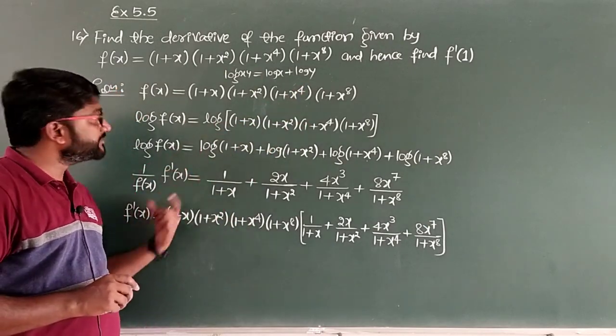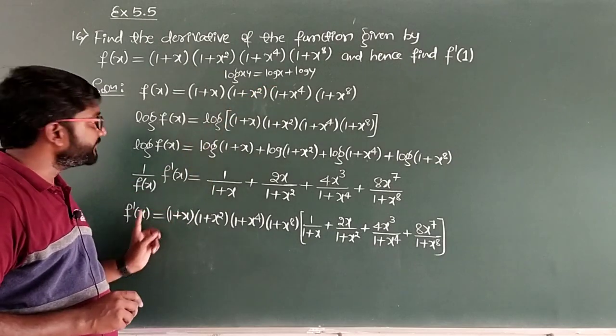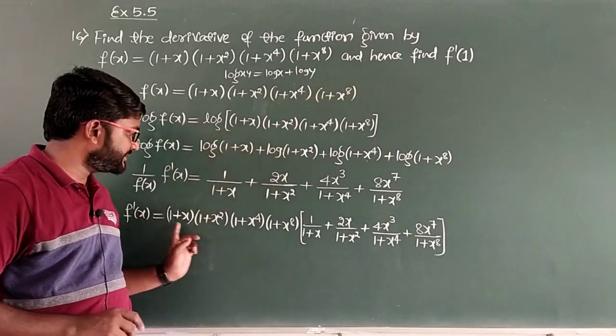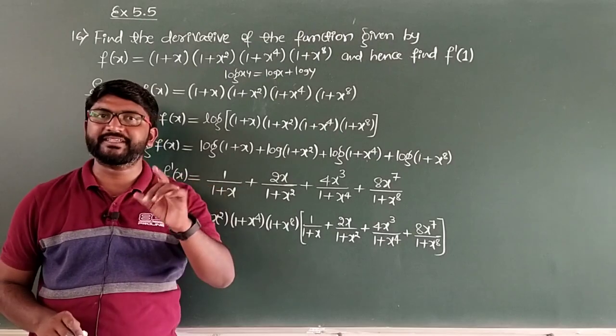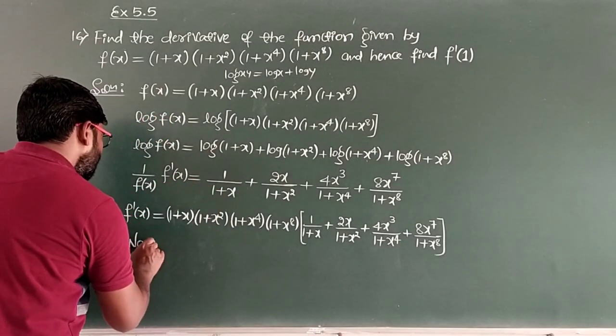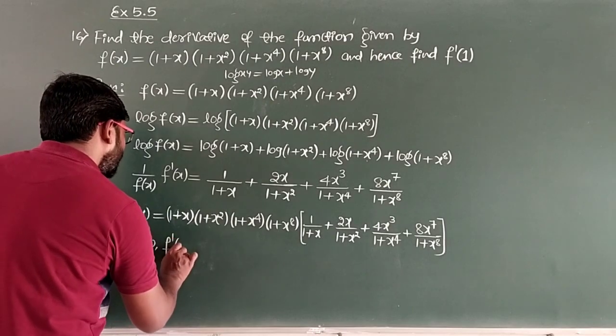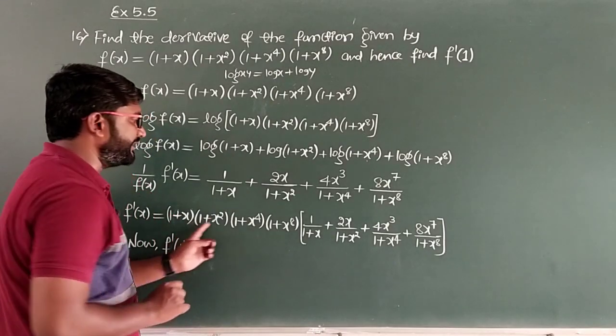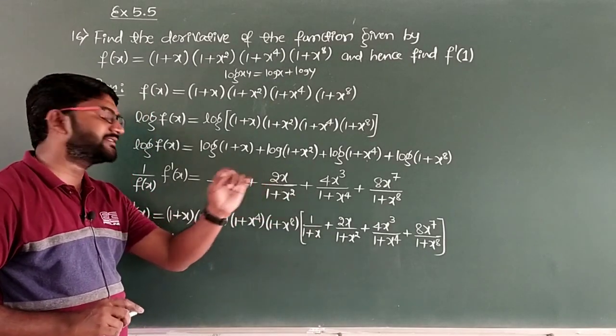Compare f dash of x with f dash of 1. In place of x we have 1. That means in this entire result we will have to replace x by 1. So now f dash of 1 is equal to, replace x by 1. Wherever x is there, replace that by 1.